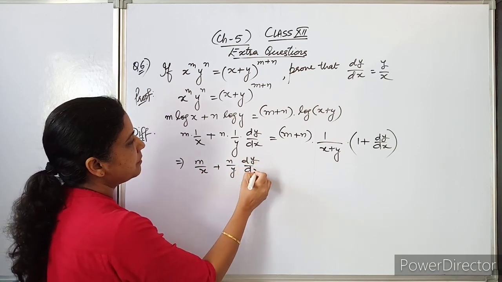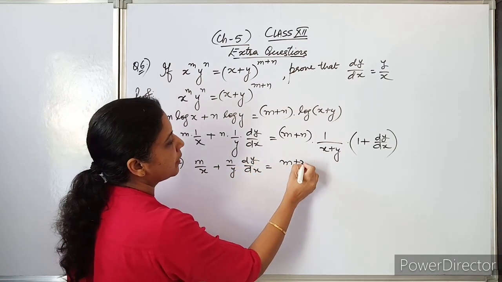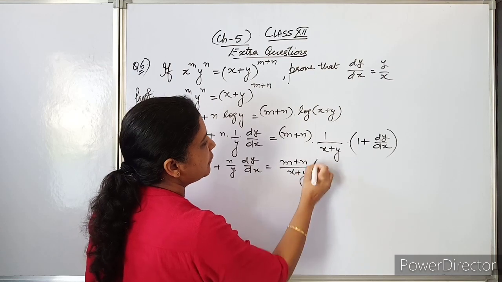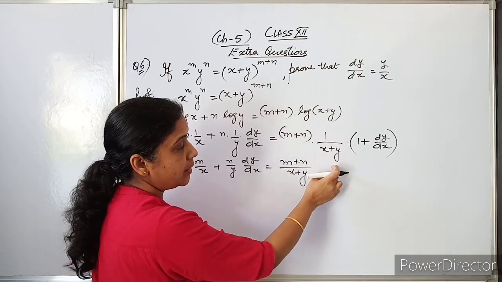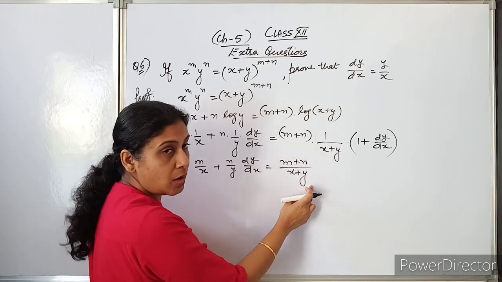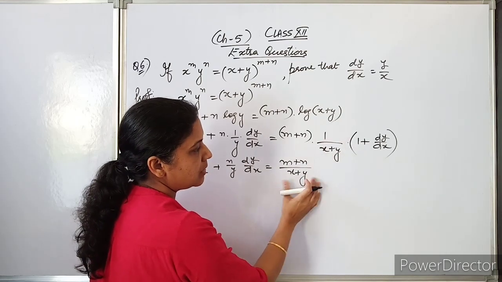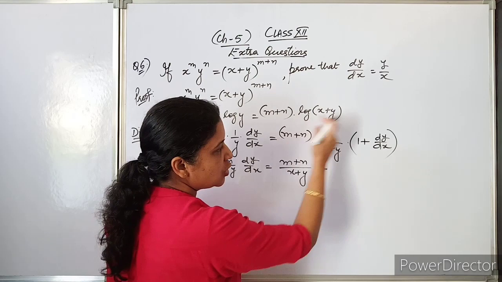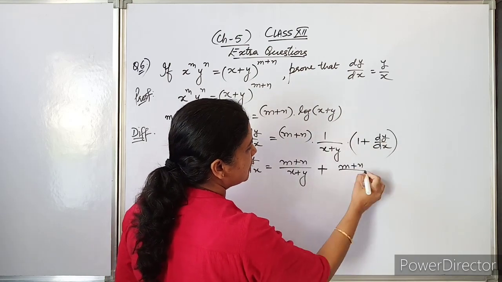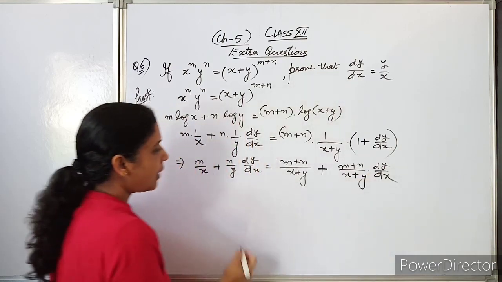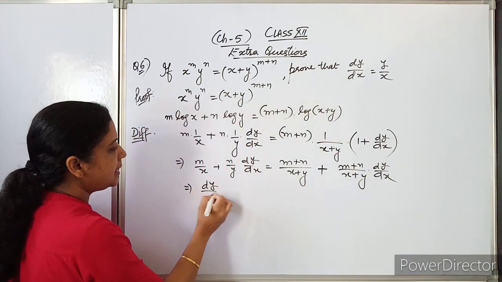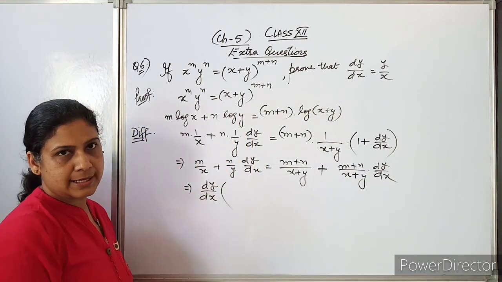So we are just simplifying it in this step so that it is easy for us to solve for. M plus n into 1 upon x plus y becomes m plus n upon x plus y into 1. So the term remains as such. The whole term is to be multiplied with the next term also. So it becomes like this. Now I am going to collect the terms of dy by dx on one side.